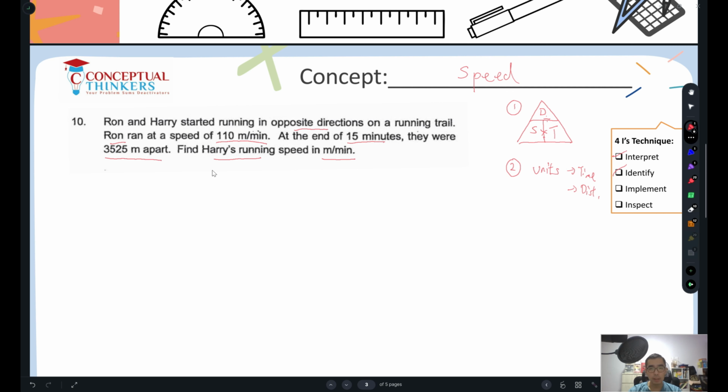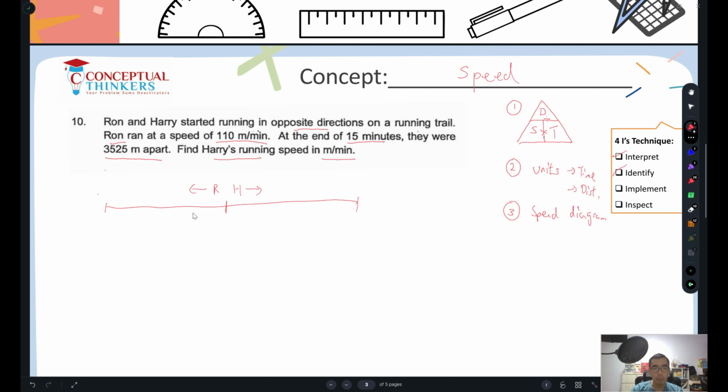So let's start to solve the question. What I suggest when solving speed questions is to draw a speed diagram. I call it a speed diagram; some schools call it a timeline, but it's actually doing the same thing. They started running in the opposite direction, so Ron is here, then Harry is here. They are running in the opposite direction.